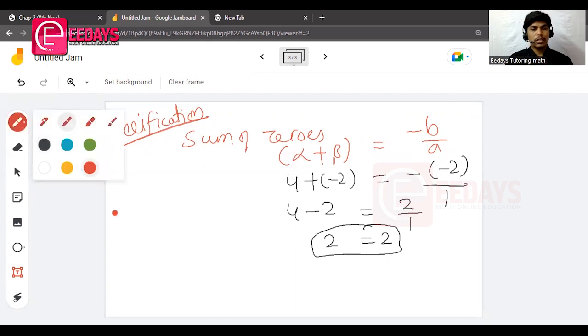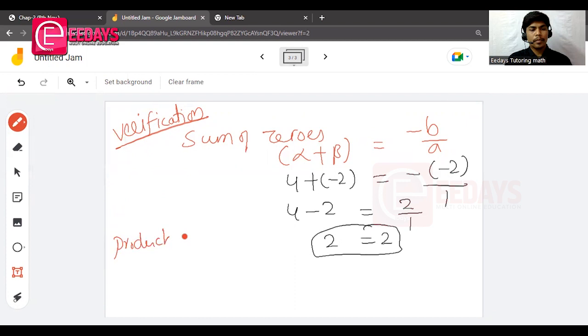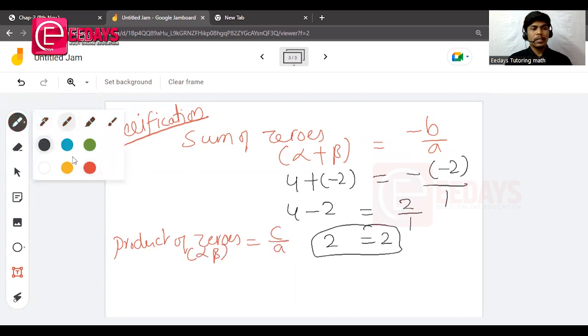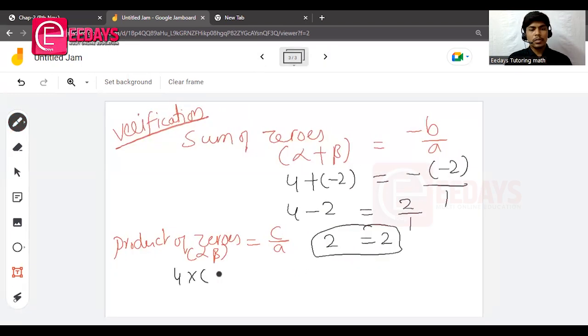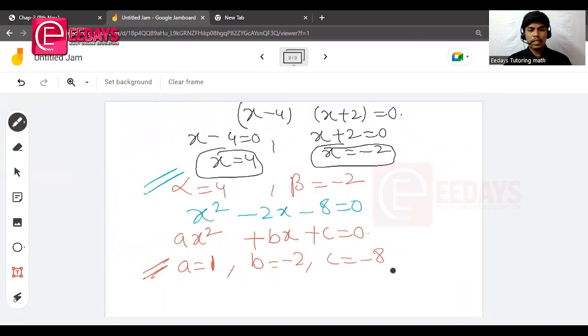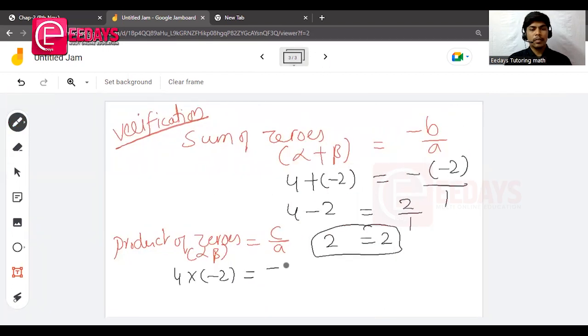Now let's do the product of zeros. Product of zeros is c by a. Product of zeros is nothing but alpha into beta. Here alpha and beta are nothing but 4 and minus 2, so 4 into minus 2. c by a: what c value do we get from the equation? c is minus 8 and a is 1, so minus 8 by 1. On the left-hand side, 4 into 2 is 8 and the minus symbol is there, so we got minus 8. So we got LHS is equal to RHS. You need to verify like this.